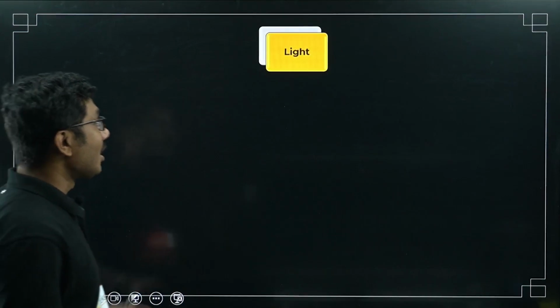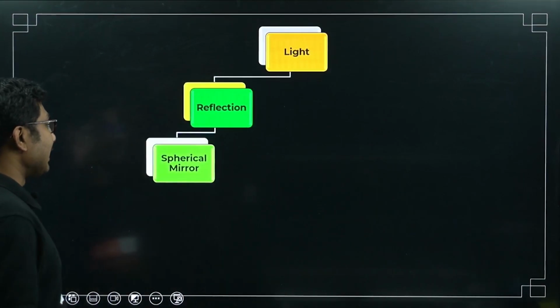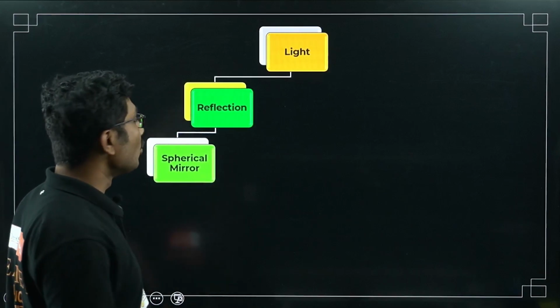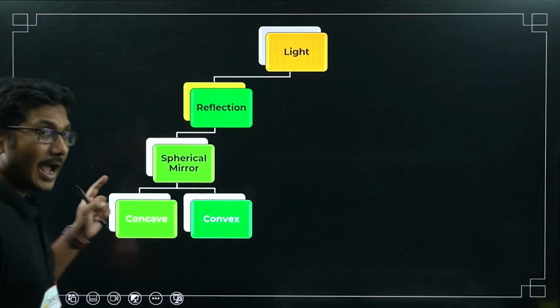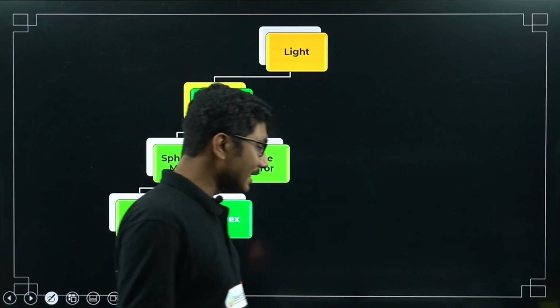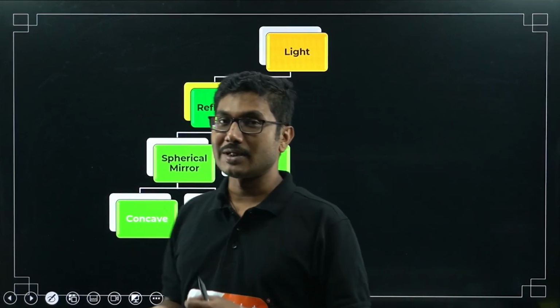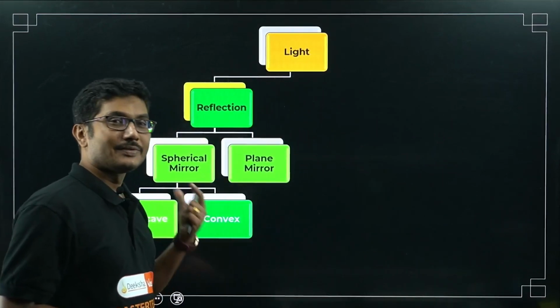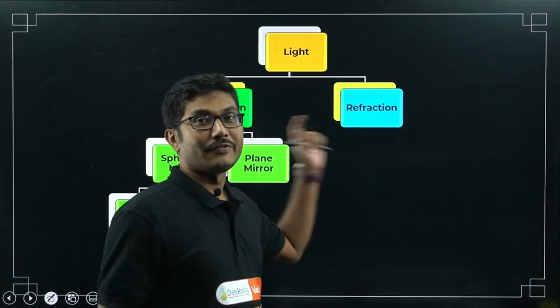First, obviously the name of the chapter is light. Then we have reflection. In reflection we have two parts. Spherical mirror is one of the parts. In spherical mirror we have concave and convex mirror, and we have another, plane mirror. Very basic about plane mirror: we have already learned it in our previous classes, so plane mirror is kept only as a brief portion. But we also have refraction.